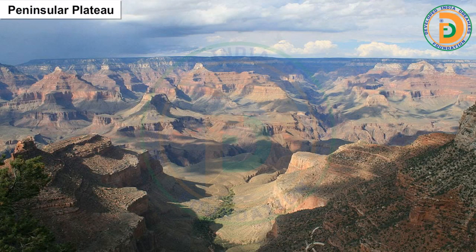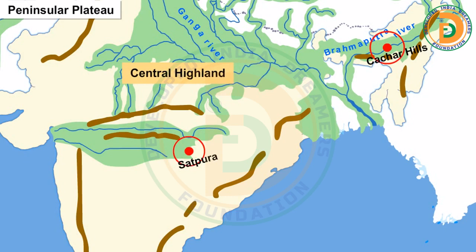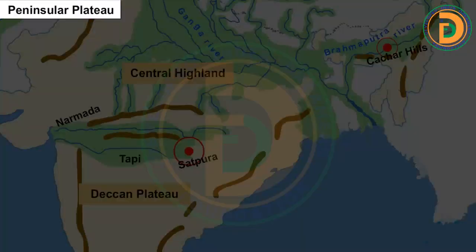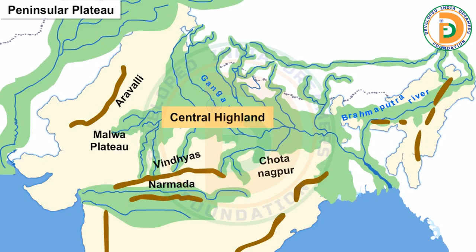Peninsular Plateau. The Peninsular Plateau is made up of metamorphic and igneous rocks. From the Satpura Range, it stretches far into the east up to the Kachar Hills. It is divided into 2 major regions, the Central Highland and the Deccan Plateau, by the rivers Narmada and Tapi. The Central Highland lies to the north of the river Narmada. It includes the Aravalli Range, Malwa Plateau, Chota Nagpur Plateau and some parts of the Vindhya Range.